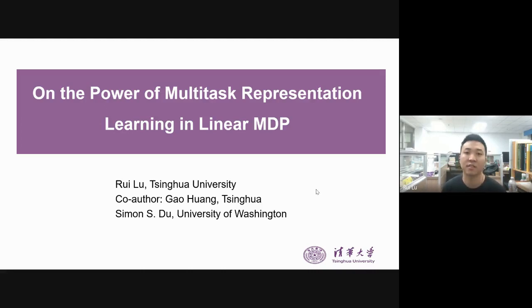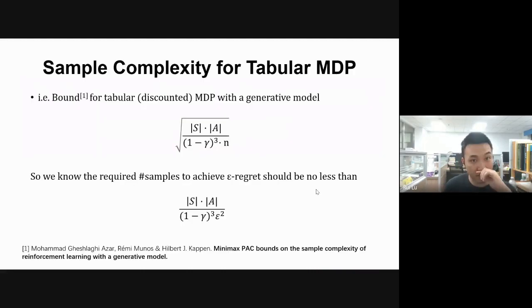So let's get started. Let's start with a very basic concept in MDP. It's called the sample complexity. It means the minimum number of samples to learn a near optimal policy. But the problem is that usually it is too large.